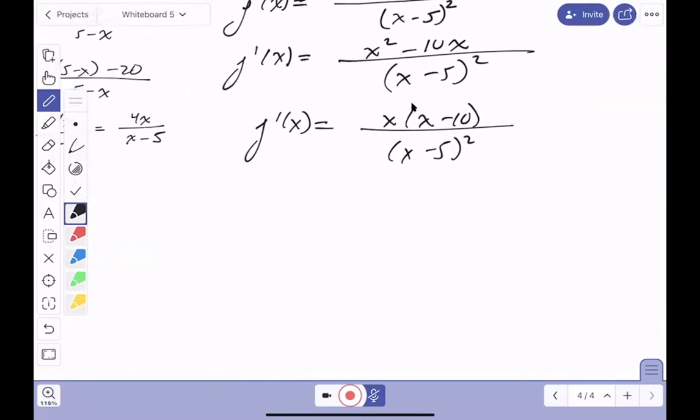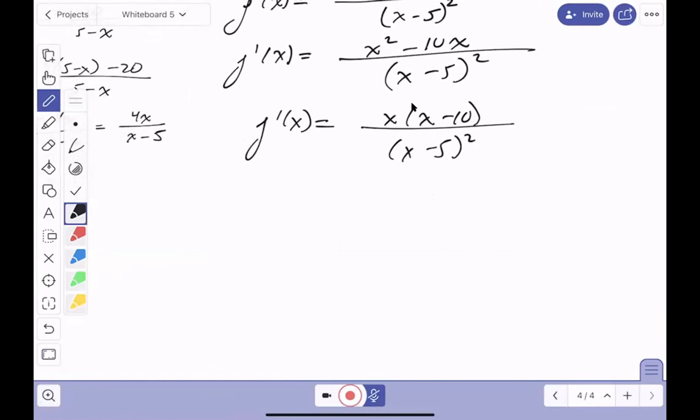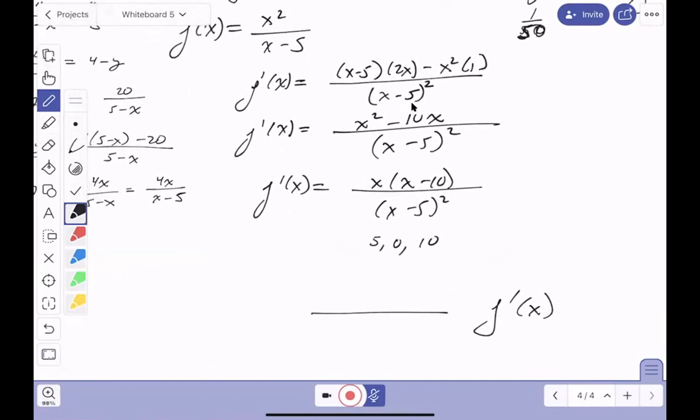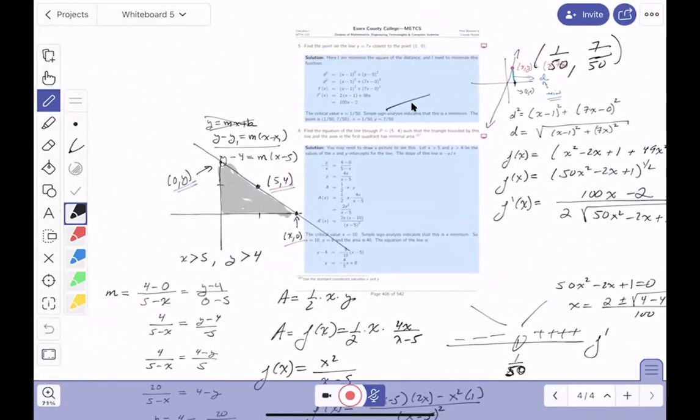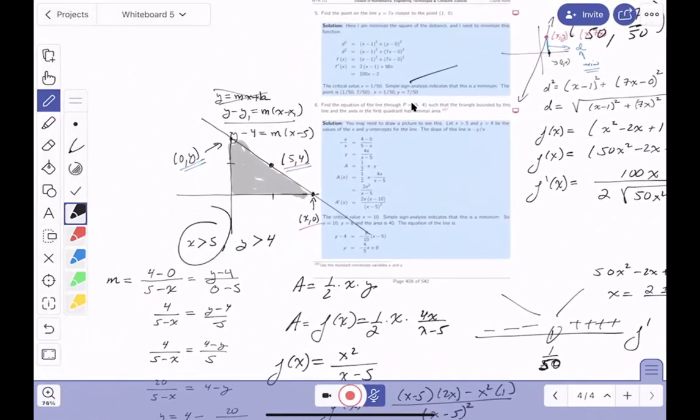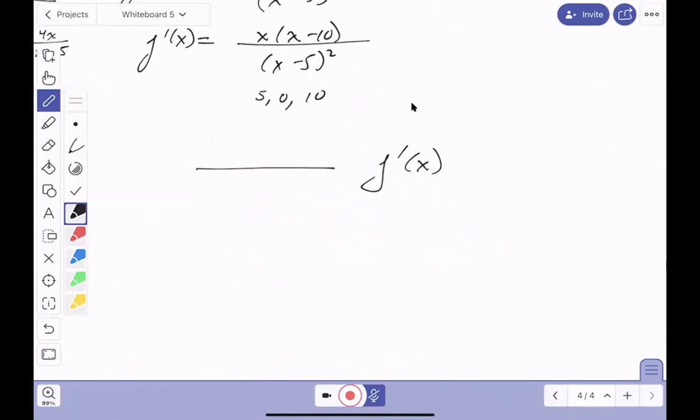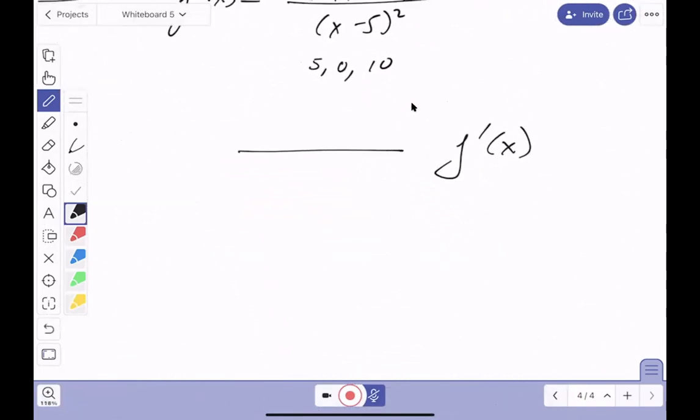I want to point out the critical numbers in this problem are going to be 5, and I'm not even thinking about the problem anymore, 0 and 10. But you know what? I got to think back to my problem. I got to think about what was the domain of my original problem. I can't remember that. I think if you went back, I said that x had to be greater than 5. Let's go back over here. So my analysis has to take place on 5 and above. So this can't be, and this can't be, but this sure can be a critical number now.